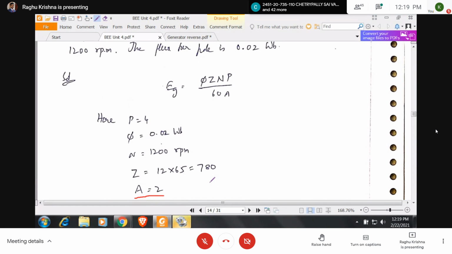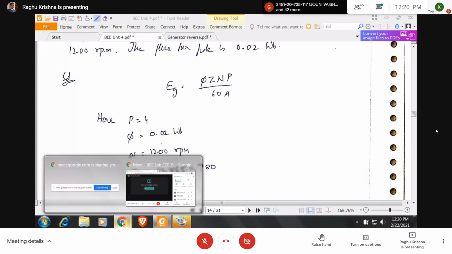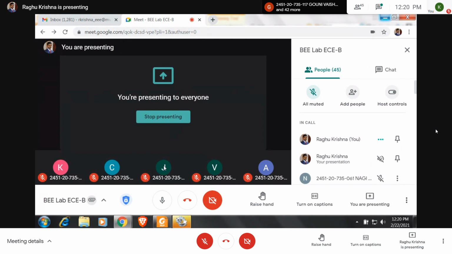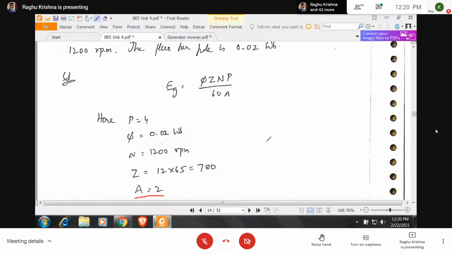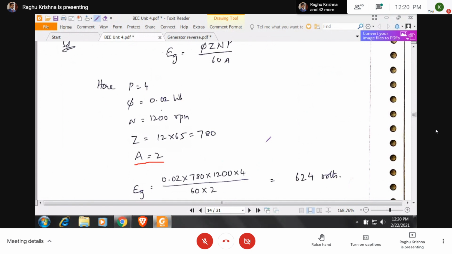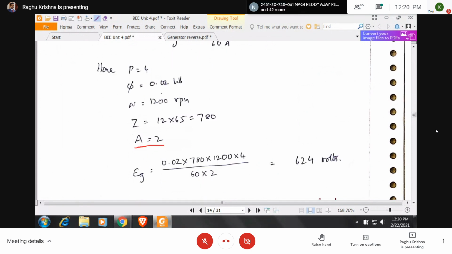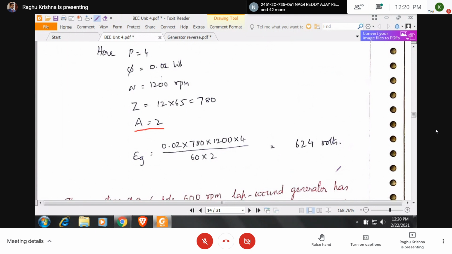So has anyone calculated? What is the voltage you got? If you substitute these values, you are going to get E is equal to 624 volts. Have you got the same answer?